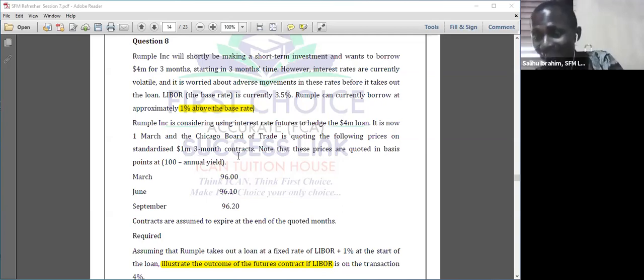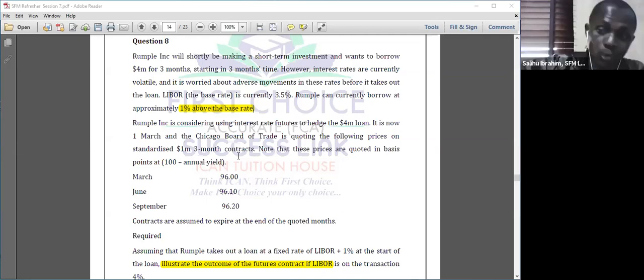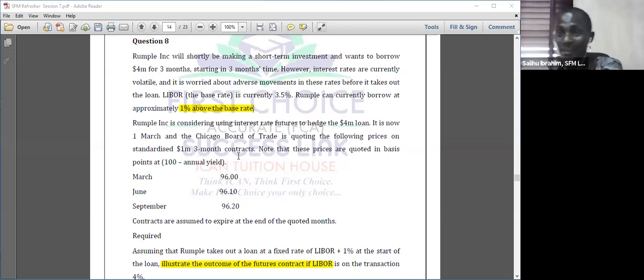times loan period over 3. Loan period is the period for which we are going to use that loan. All over the 3 there is the contract maturity period, 3 months. So the 3 there is constant. Okay, having established that, the next one is now to go and compute your profit or loss on the futures.